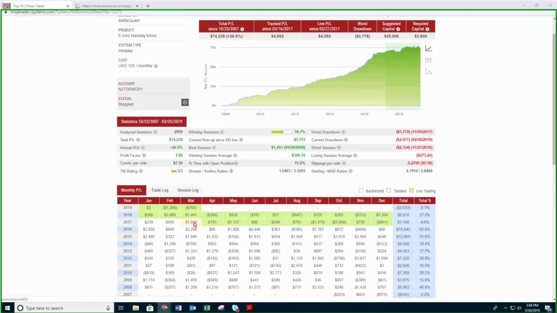Green is when we have live clients trading it. So this particular system, we've been live for almost 2 years. So that's when clients are taking every single trade.